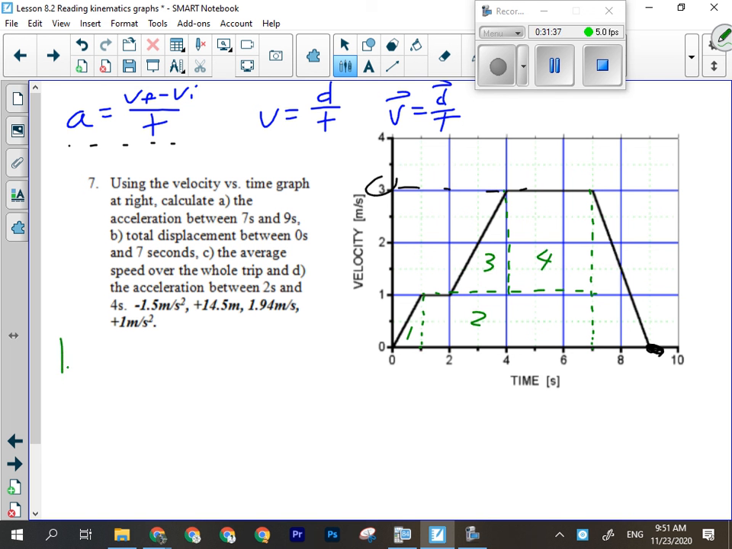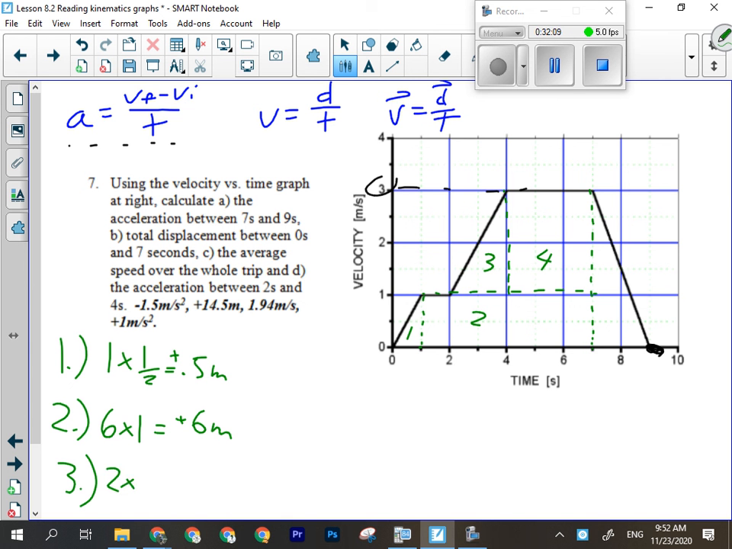So area number 1, we have a base of 1 times a height of 1 over 2. So that one is going to be positive 0.5 meters. Then area number 2 is our rectangle that has a base of 6 and a height of 1, so that's positive 6 meters. Area number 3 is our triangle that has a base of 2 and a height of 2, over 2, so that'll be positive 2 meters.